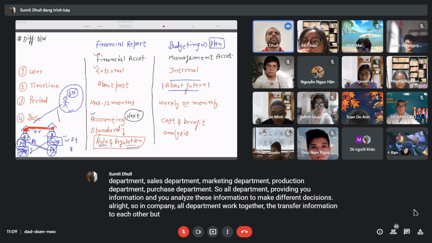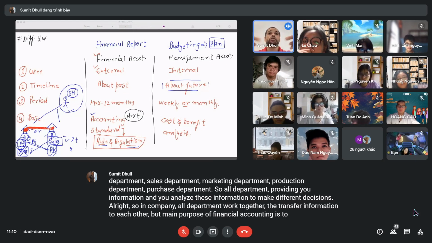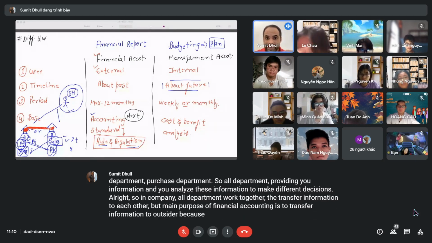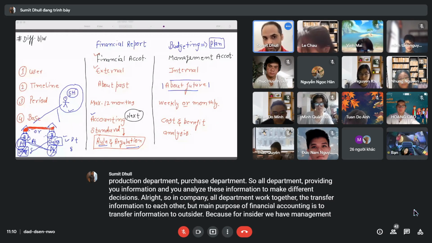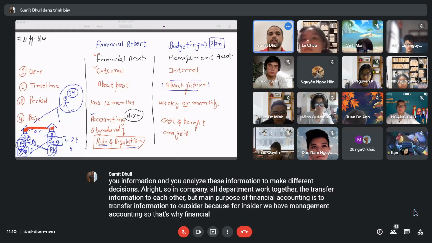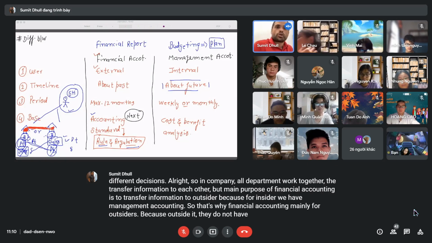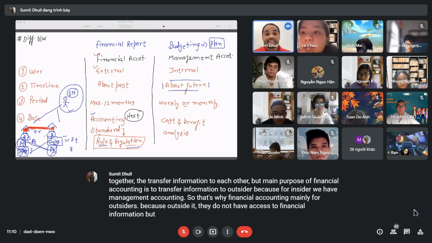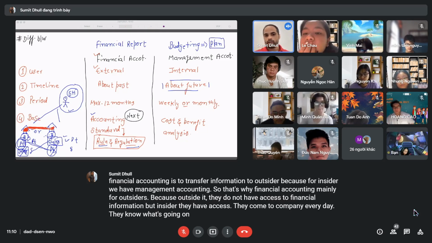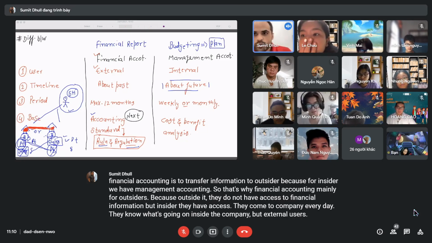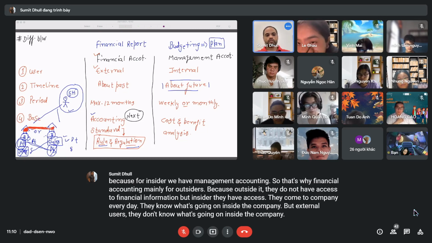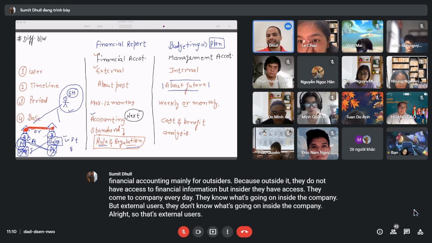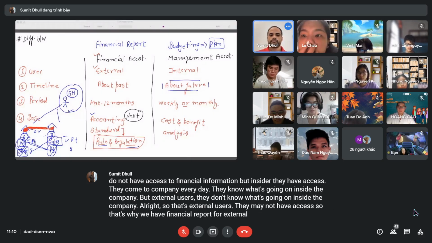But the main purpose of financial accounting is to transfer information to outsiders, because for insiders, we have management accounting. So that's why financial accounting is mainly for outsiders. Because outsiders do not have access to financial information, but insiders have access. They come to the company every day. They know what's going on inside the company. But external users don't know what's going on inside the company. So that's why we have financial report for external users.